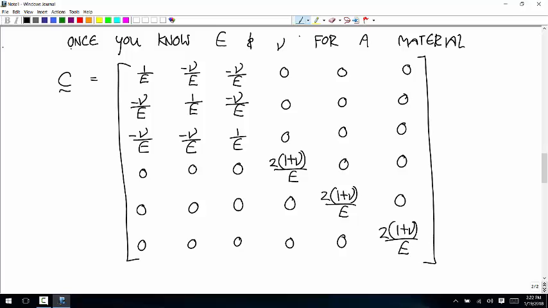One of the things you definitely want to get in your calculator is the code for a program that's listed on D2L, where you just give it E and nu as arguments, and it spits out this matrix. You're going to use this matrix a lot, and you don't want to have to type in 36 separate values each time. Okay.